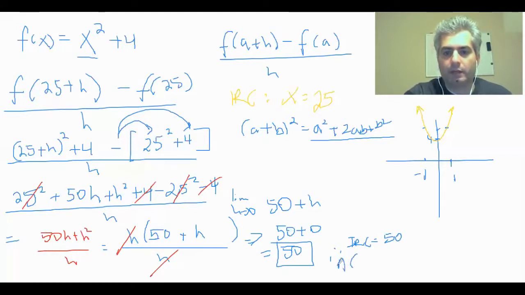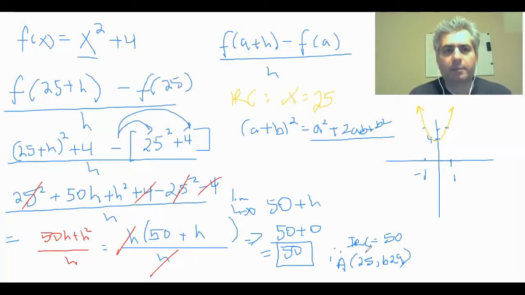Where the point of interest would be, let's say point A, x is 25, and then the y coordinate would be 25 squared, 625, plus 4, 629. It's 25 comma 629. So the instantaneous rate of change, or the slope of the tangent at that point, is 50, based on this calculation.